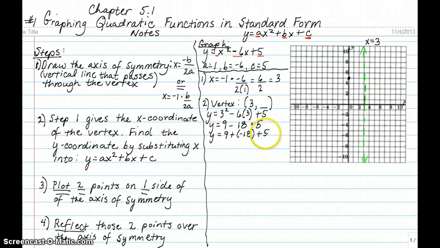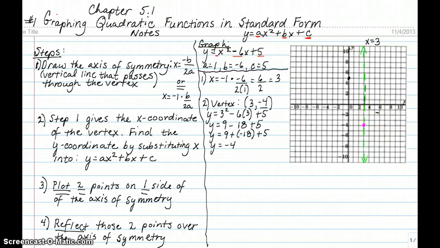I know that 9 and 5, this is commutative property. I can do them out of order. 9 plus 5 is 14, plus a negative 18 is negative 4. So y equals negative 4. So that's going to be our vertex. So we're going to go ahead and use a different color, and that's going to be 3, negative 4. We're going to plot it.